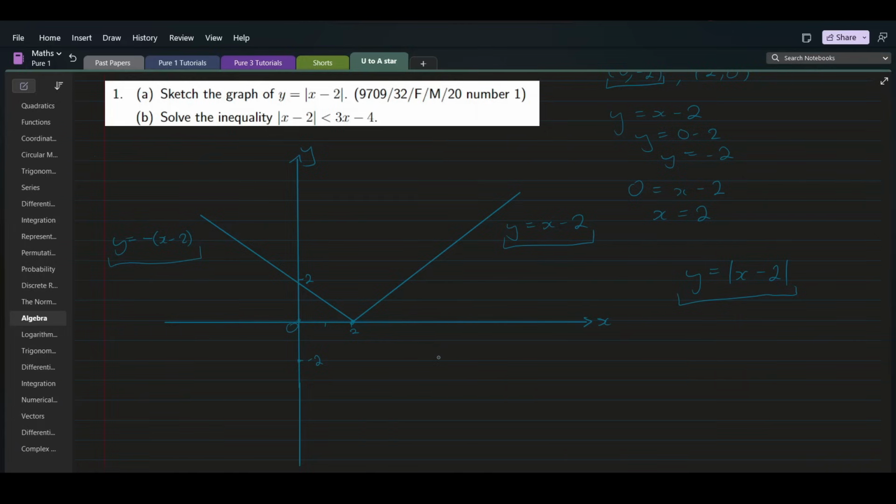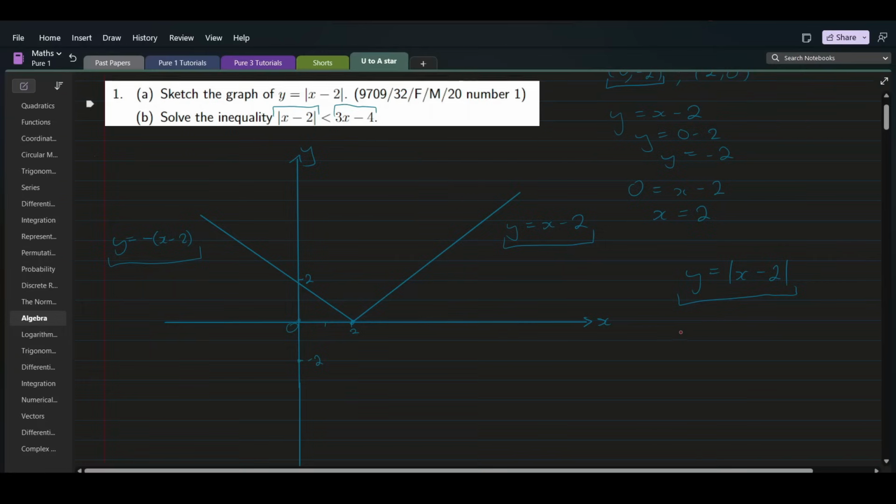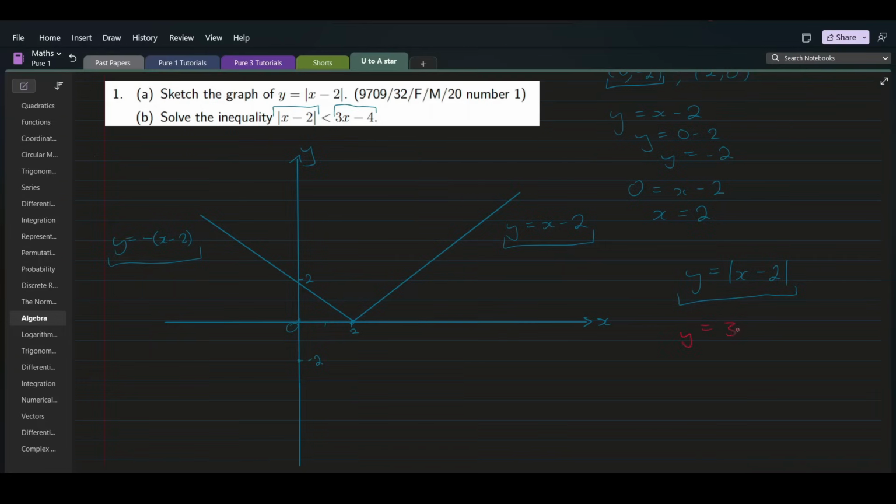Part B, solve the inequality. The modulus of x minus 2 is less than 3x minus 4. Okay, so to solve this inequality, you can tell that the first part is our modulus graph, and then the second part is a straight line 3x minus 4. So let's draw this straight line, y equals 3x minus 4, on the same plane.